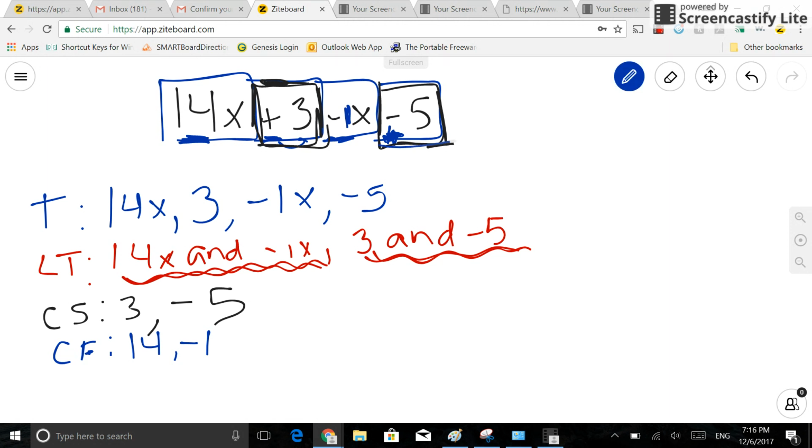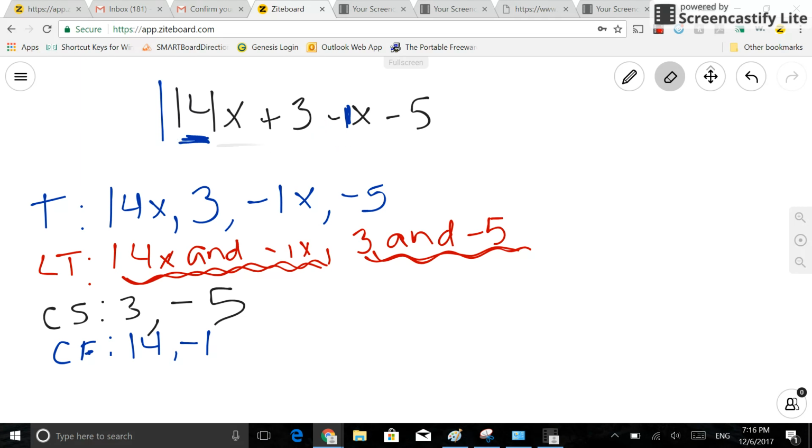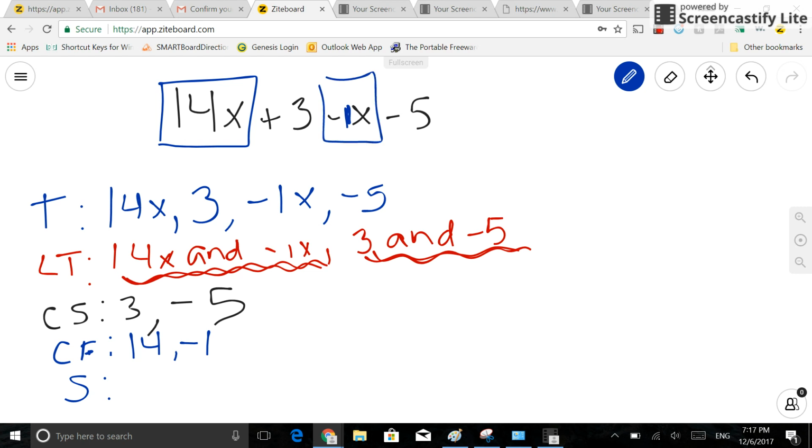Okay, last we're going to learn how to simplify. So when we simplify, you just erase the boxes that go around. I'm going to show simplifying with an S, and this is how you can do it on your paper. You can use squares and circles. So when I simplify, I say, okay, 14x plus negative 1x gets you 13x's, because you can also think 14x minus 1x gets you 13x's.